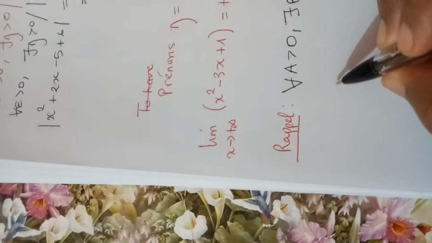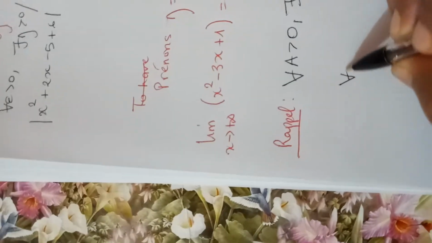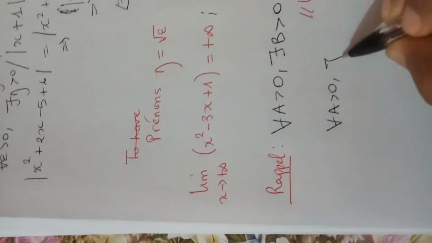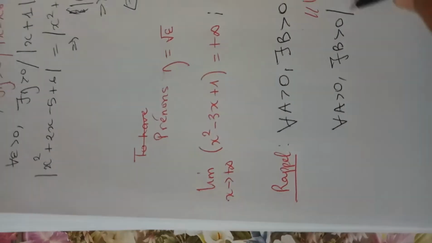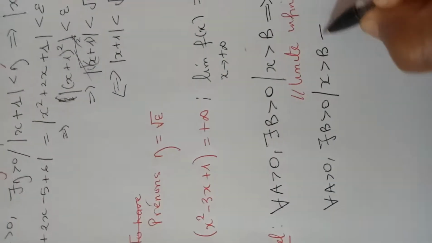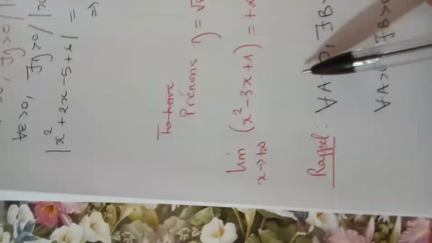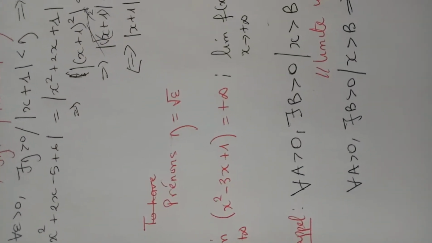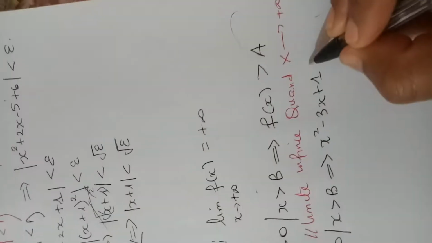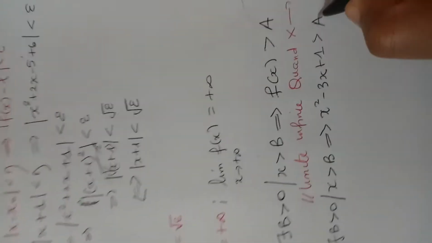We have for every a greater than 0, il existe un b greater than 0, such that x greater than b implique, what is our f of x? Our f of x is this. So it is x squared minus 3x plus 1 greater than a.